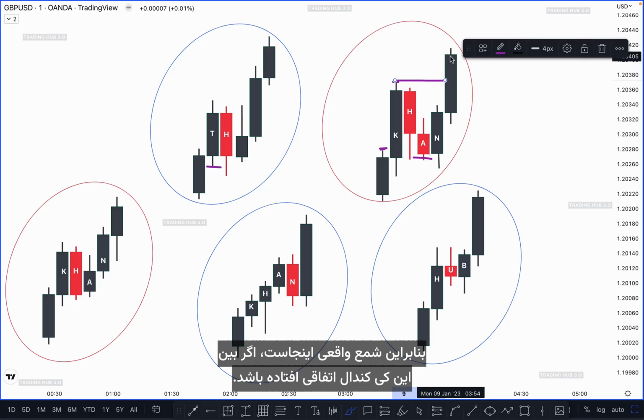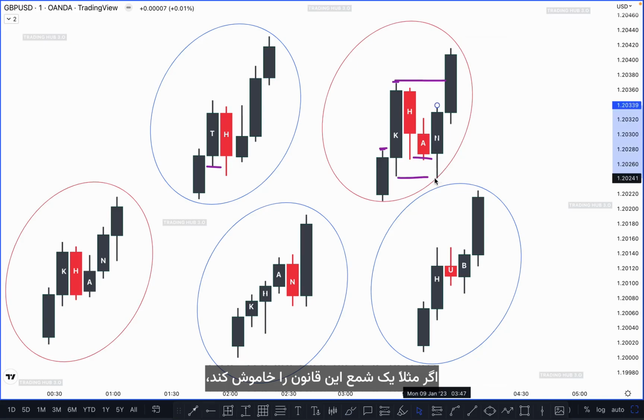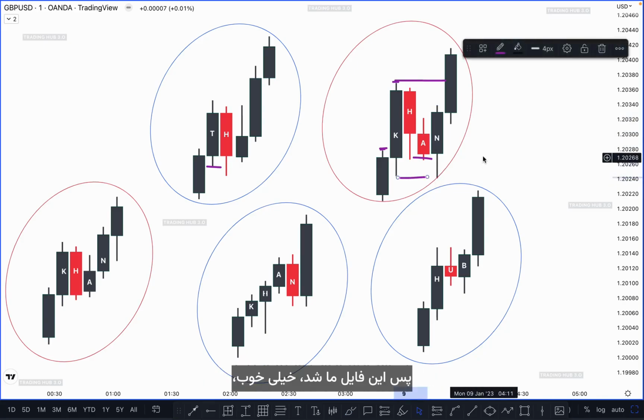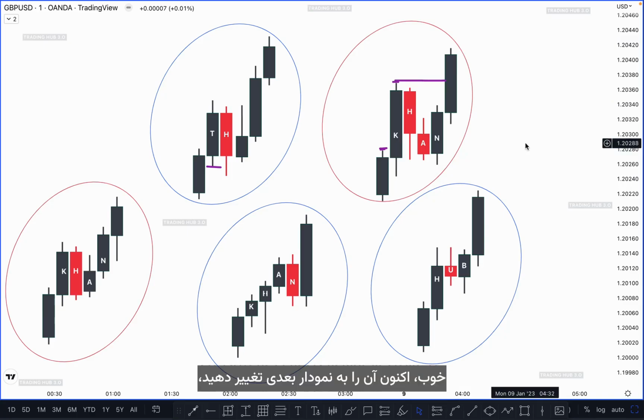So the actual candle is here. If anything happens between this K candle, this is not a valid pullback. If, for example, the N candle takes out this low, then this becomes our valid pullback. But if the market has not taken out this low, this is not a valid pullback. Okay, now switch to the next diagram.